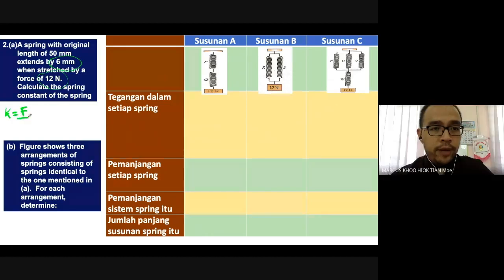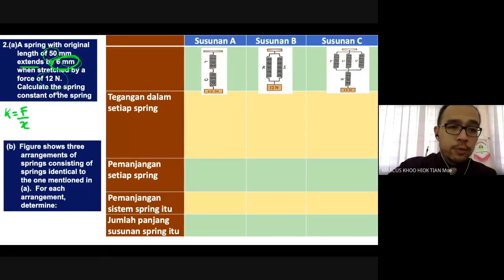F over X, except that, and I'm not sure whether they're going to do this for this, kita punya X sepatutnya dalam meter. This is in millimeter, people. So please change millimeter to meter. I'm not actually sure whether they're going to use this, but let's just try and see lah. So use 6 now, people, because 6 is the extension, not the length. Calculate and tell me, please, what is the value of the spring constant?